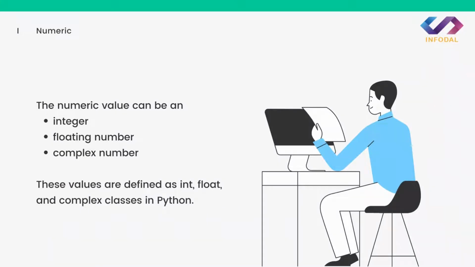So the numeric data type in Python represents data that has a numeric value, like numbers 1, 2, 3, positive, negative. Okay. The numeric value can be an integer, floating number, or even a complex number. These values are defined as int, float, and complex classes in Python. Now we'll get to know more about these three numeric data types: integer, float, and complex number.